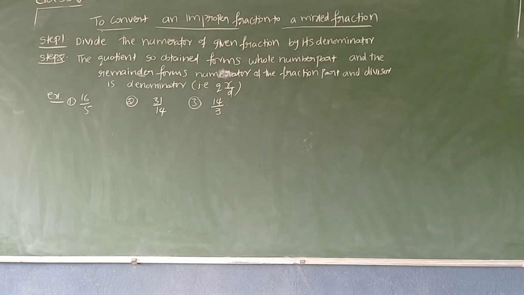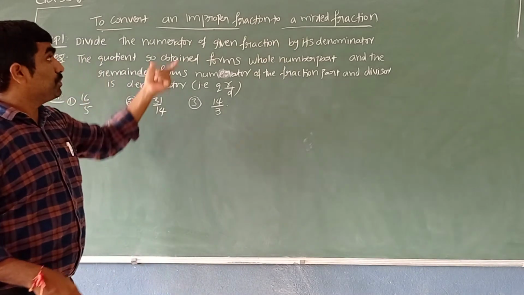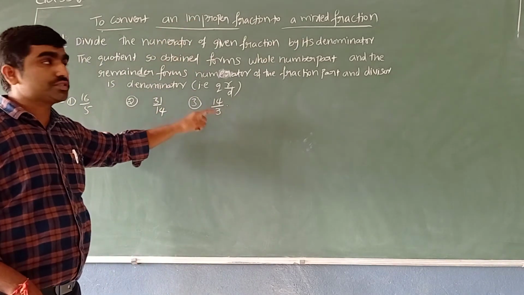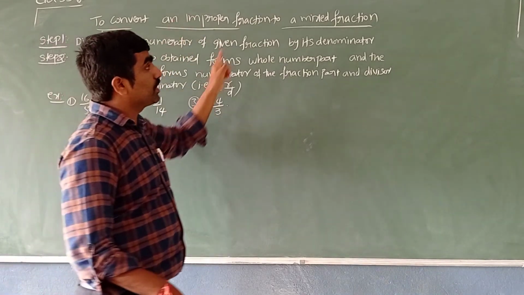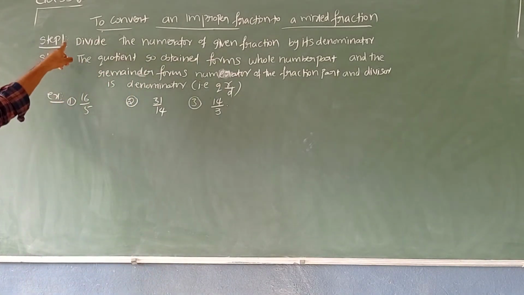Okay children, let's see how to convert an improper fraction to a mixed fraction. What is an improper fraction? A fraction where the numerator is greater than the denominator is called an improper fraction. Now, how can we convert this improper fraction into a mixed fraction? Let us see the steps.